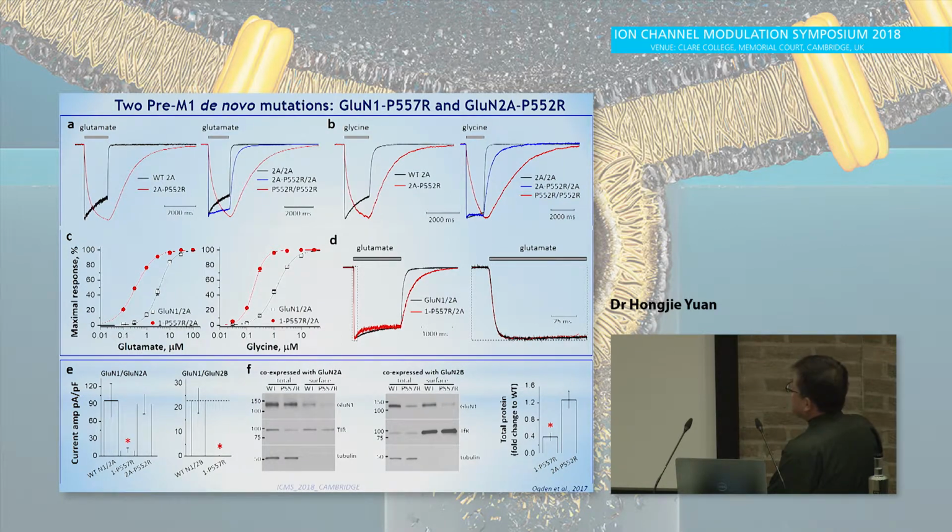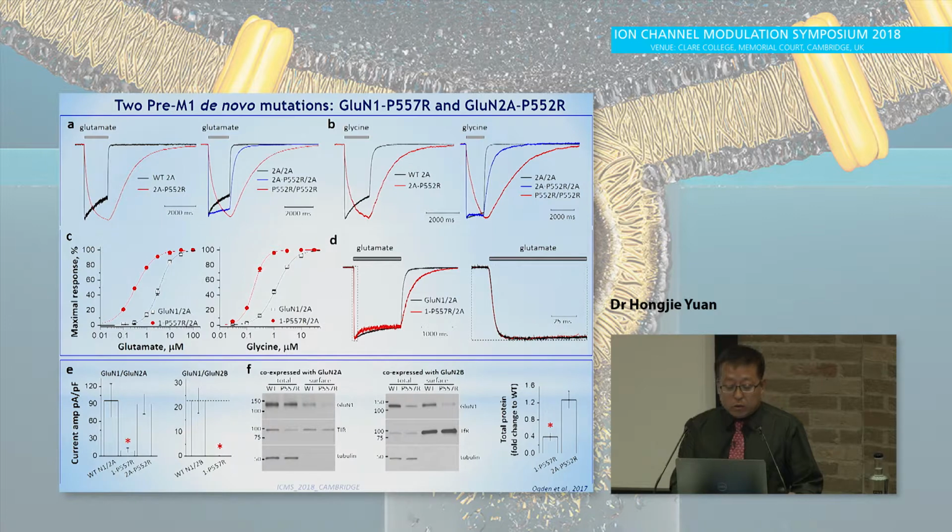When co-expressed with GRIN2B, the total protein level of the P557R significantly decreased, which is consistent with the reduced current amplitude. This data suggests that the GRIN1 P557R may be a loss-of-function mutation and may underlie certain features of the patient's phenotype of severe intellectual disability.